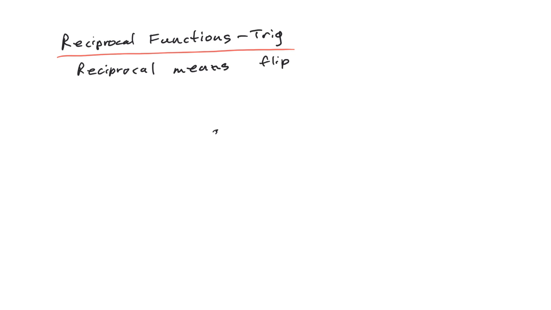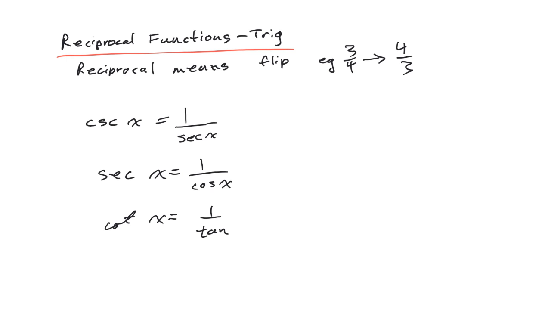When you hear the concept of a reciprocal, we're actually talking about flipping it. So for example, if I took the reciprocal of 3 over 4, I'm going to get 4 over 3. That's all I mean. So the reciprocal functions for each of the basic trig identities, sine, cos, and tan, are cosecant x, which is 1 over sine of x. Then we have sec of x, which is 1 over cosine x, and cotan of x equaling 1 over tan of x.